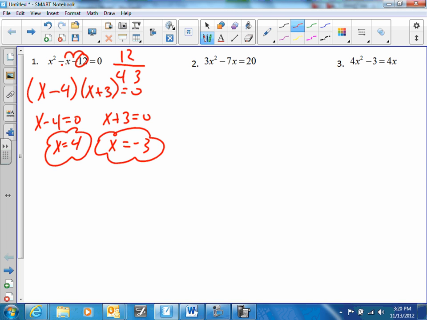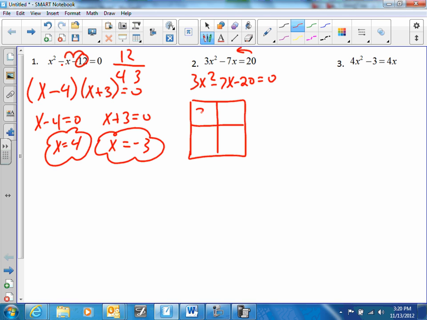The second one, you got to move the 20 over, make it 3x squared minus 7x minus 20 equals 0. Now I'm going to do this as a Punnett square. You get 3x squared and the minus 20. All right, so the 3 times 20 is 60. So I need the factors of 60 that subtract to give -7.